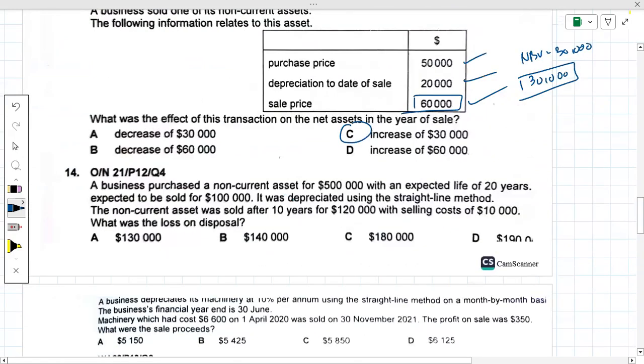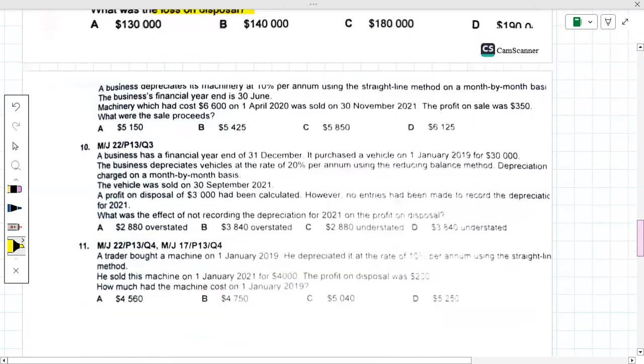So a business purchases a non-current asset for $500,000 with an expected life of 20 years, and it is expected to be sold for $1,000. It was depreciated using the straight line method. The non-current asset is sold after 10 years for $120,000 with selling cost of $10,000. What was the loss on disposal? So again, this is the same question, so I'm leaving it again.